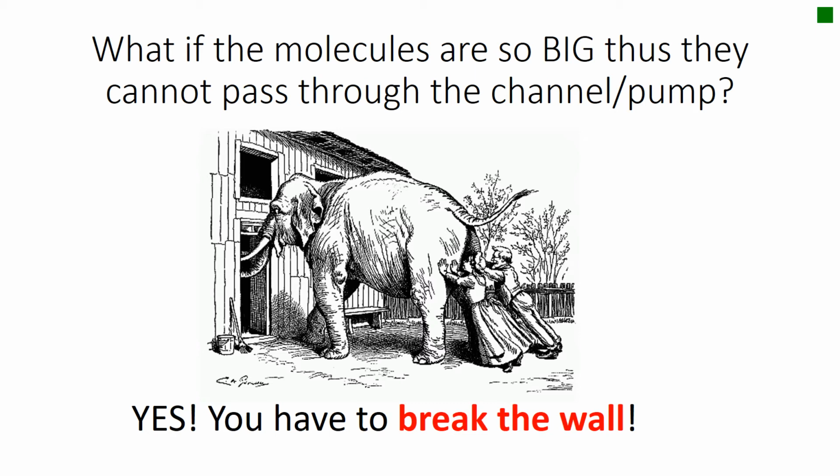The next question is, what if the molecules are so big that they cannot pass through the channel or pump? Like in this picture, two people are pushing this giant elephant to enter this small house. Look at the door. For sure, this elephant will not fit through the door. So what to do? Yeah, you have to break the wall. We will see it in the next slide, and it is called vesicular transport.